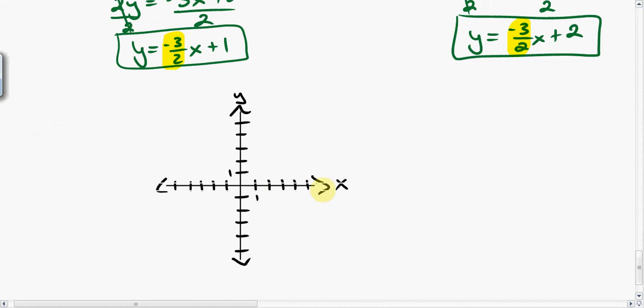So I'm going to come down here. I've got my xy coordinate plane. I'm going to plot my y-intercept of 1. Negative 3 halves, so I'm going to have one negative movement, one positive. So I'm going to go down 1, 2, 3, right 2. Then I'm going to go down 1, 2, 3, right 2. And there's my first line.